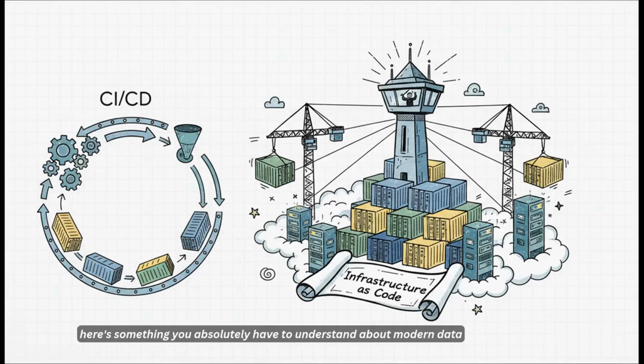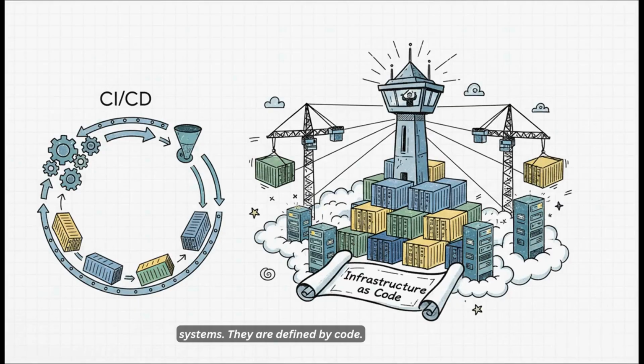Now here's something you absolutely have to understand about modern data systems. They are defined by code. We use Docker to package our applications into these neat little boxes called containers. Then we use Kubernetes to manage thousands of those containers. We use Terraform to write code that literally builds our cloud infrastructure for us. And CI/CD pipelines automate the whole thing, from code check-in to deployment.